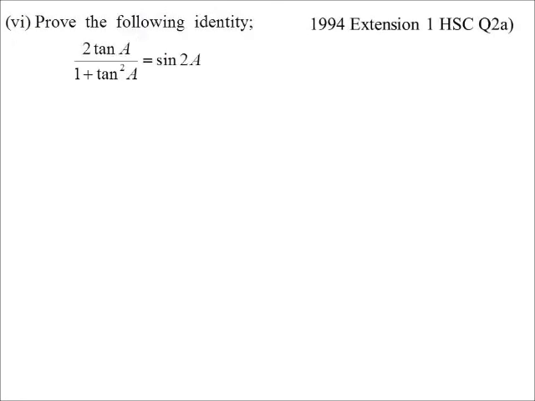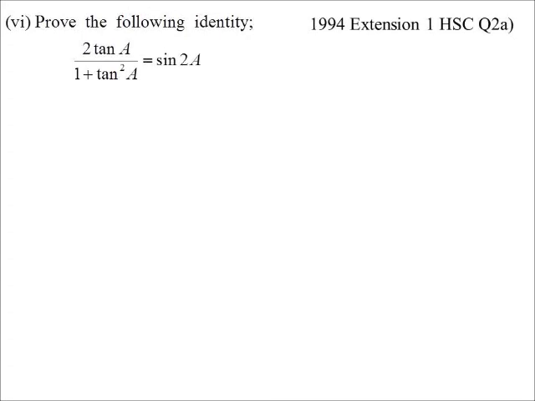Here's an even older one, 1994. 2 tan A on 1 plus tan squared A. We're going to show this one is sine of 2A. So do I start with the left or start with the right? I mean, the right-hand side, I could change that to 2 sine A cos A. What would I do after that? Not sure. Maybe I'll start with the left.